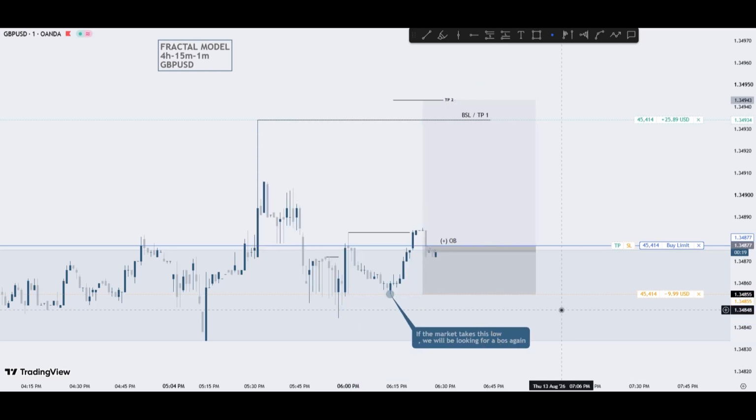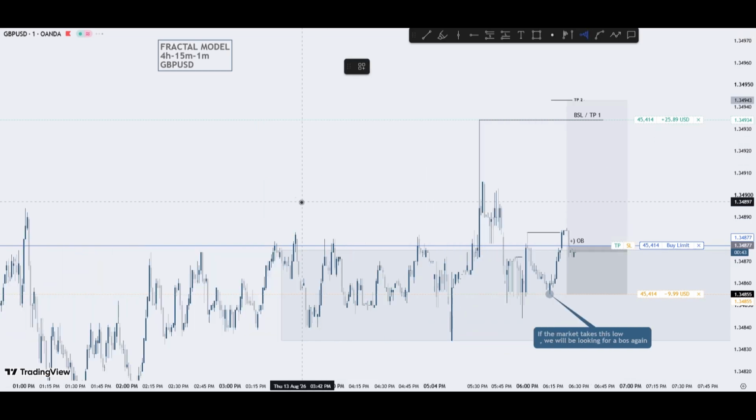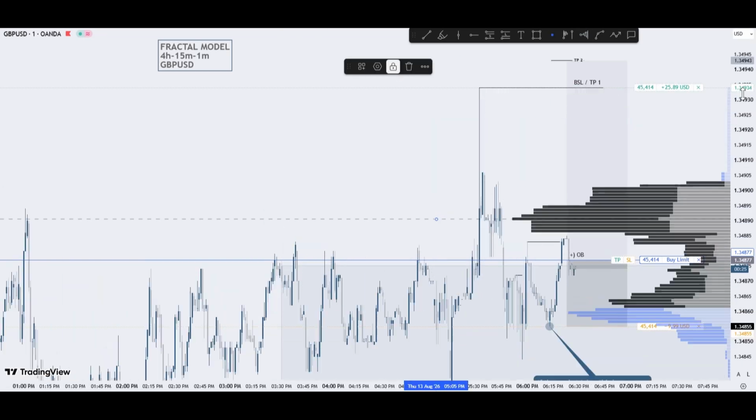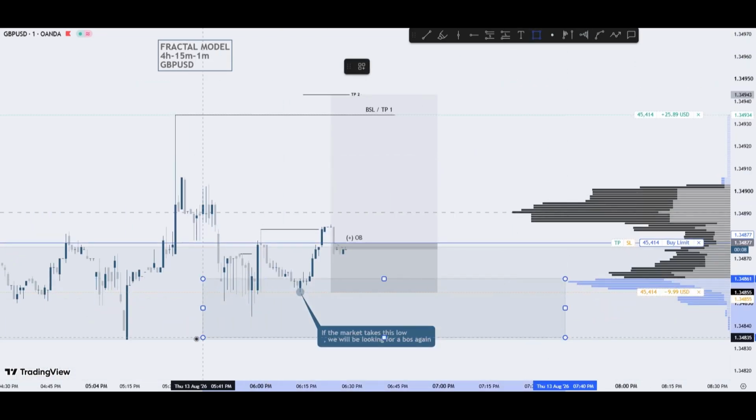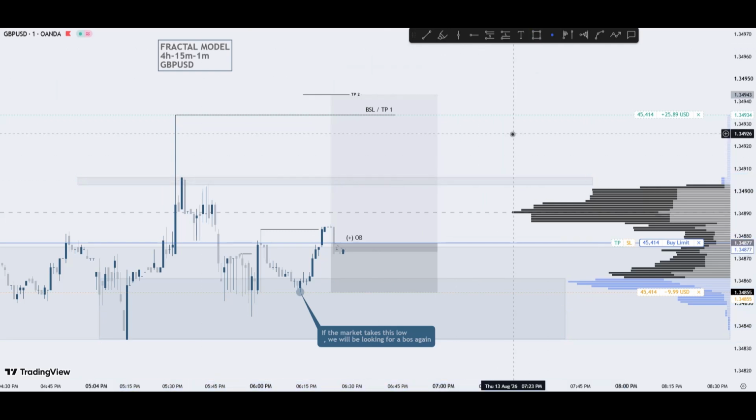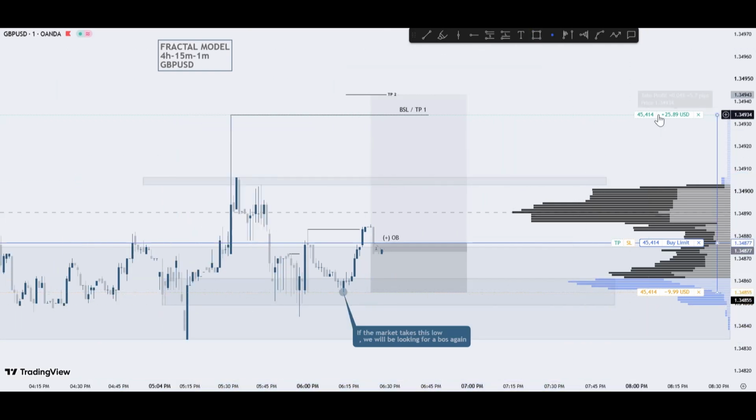significant liquidity level. The goal of this strategy is not to predict every market move, but to wait patiently for a specific sequence of confirmations before entering. So let's go to the charts and see how this SMC setup plays out on GBPUSD.